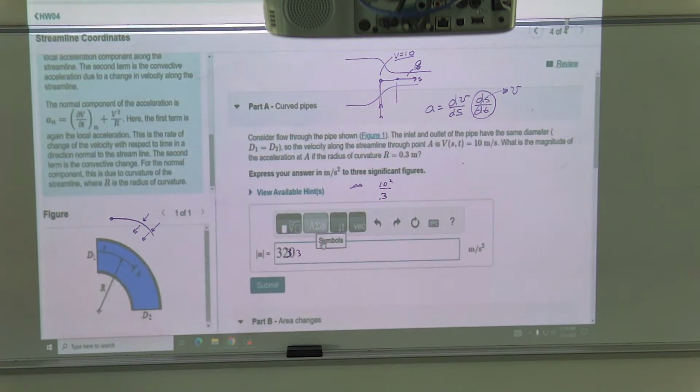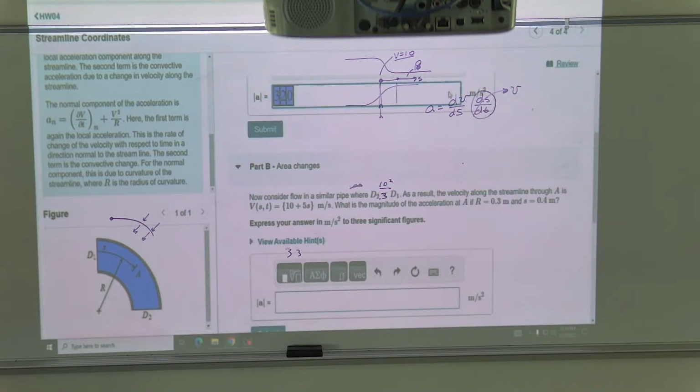Okay, so I had this problem before. Let me do this other one and then I'll go back to area changes. Now consider the flow in a similar pipe, where D2 is smaller. As a result, the velocity on the streamline at A is given. What is the magnitude of the acceleration at A if R is 0.3 and S is 0.4?